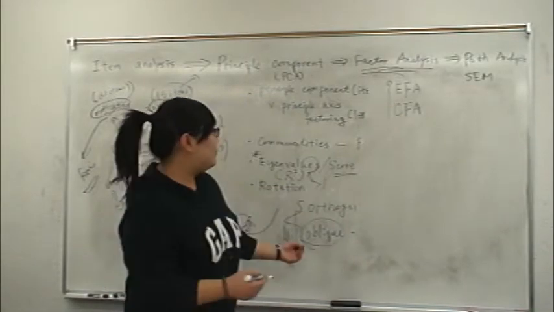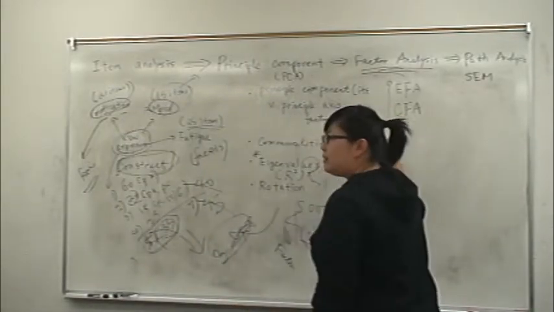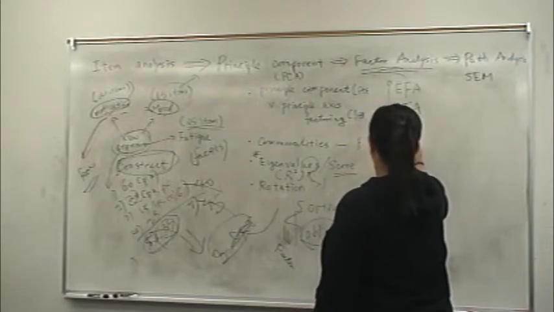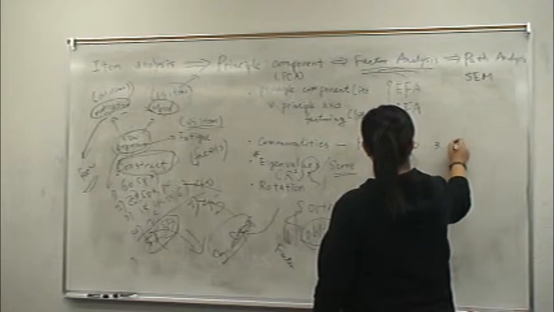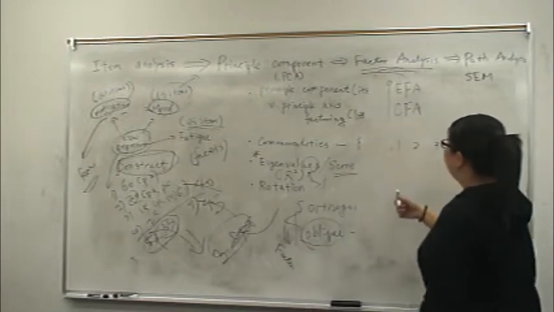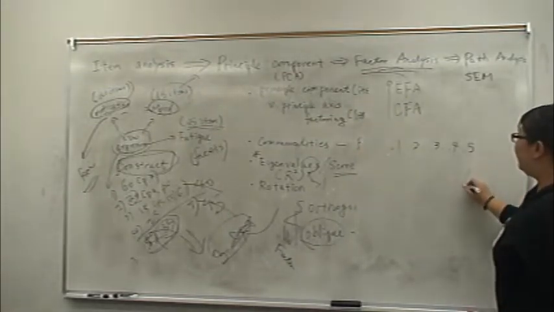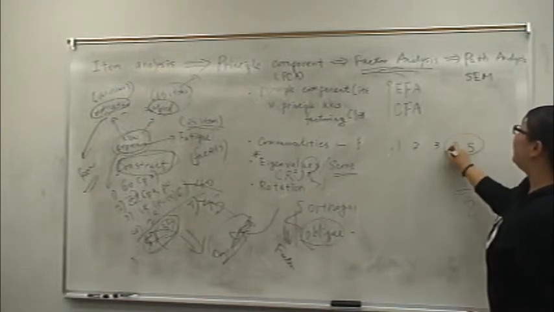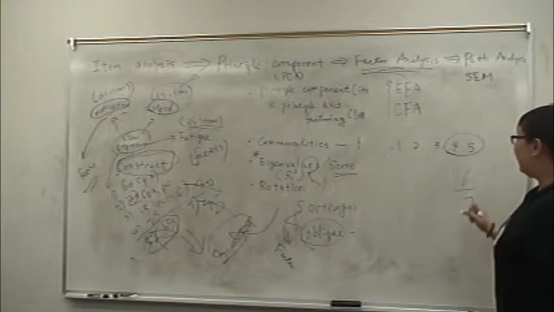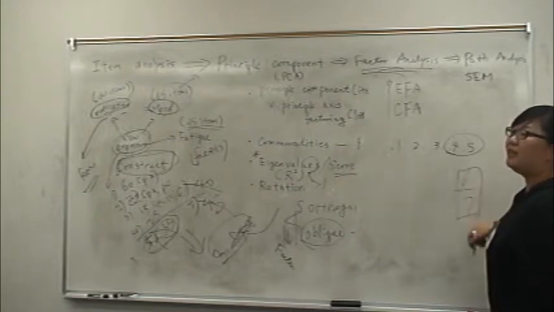For example, if you find most of your items' loadings are between, let's say, 0.1, 0.2, 0.3, 0.4, and then 0.5, but you don't have any loadings like 0.6 or 0.7, then you can keep the 0.4 and 0.5. But if you have 0.6 and 0.7, you keep the highest one.